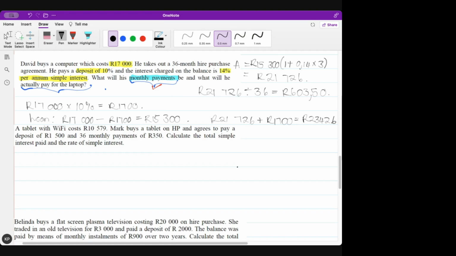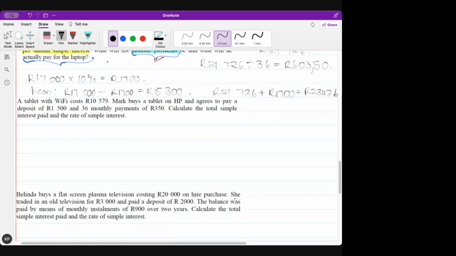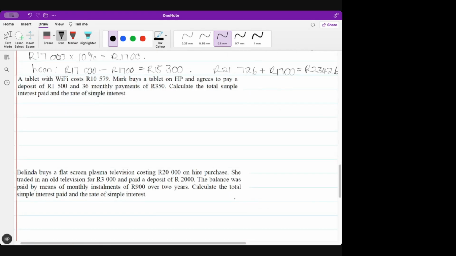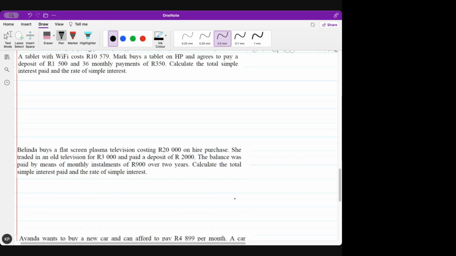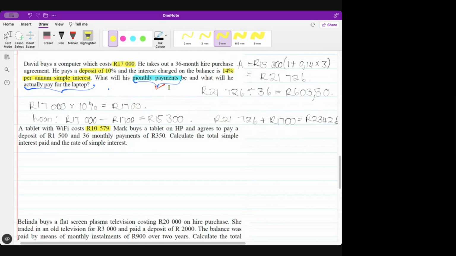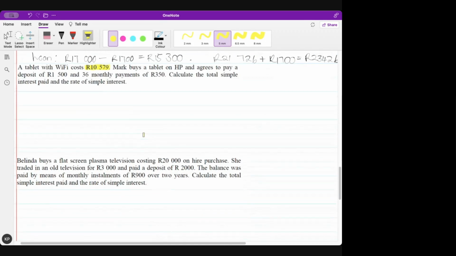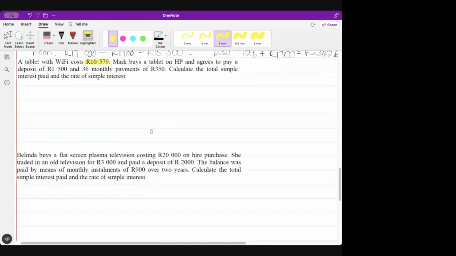Ooh. Interest is not a joke, né? Okay, a tablet with Wi-Fi. I know. But that's why if you can put down a deposit, guys, you must, because it decreases how much interest they charge you. I know, this was probably from long ago.